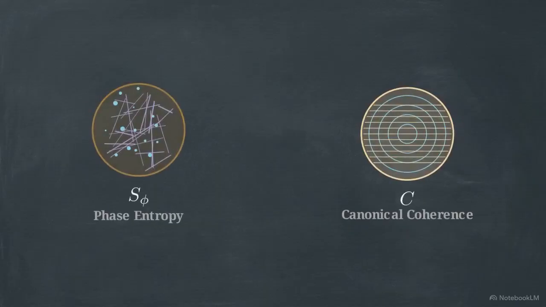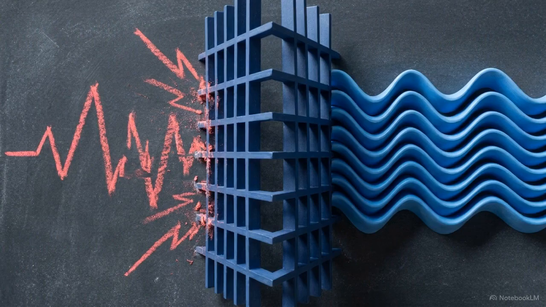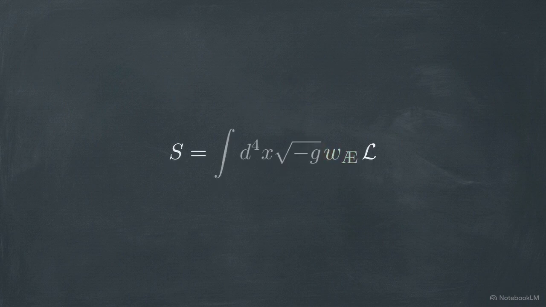We combine phase entropy and canonical coherence to create the architectural linchpin of the theory, the weight function. This weight function acts as an active filter on the Hilbert space. It mathematically suppresses highly entropic, chaotic field configurations, preventing them from dominating the system. Using this filter, we construct the new master action integral.